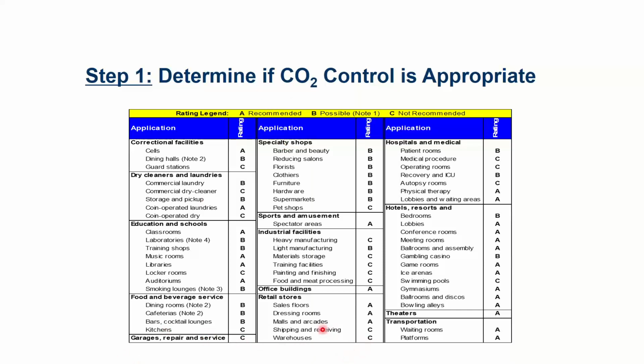Other no's, warehouses, they're too big and not enough people in there. Like the cubic volume per person ratio is such that I can't even count people with a CO2 sensor. It's too much air. Autopsy rooms and mortuaries, people are dead, they're not breathing. Swimming pools, chlorine is my problem, not the people, right?